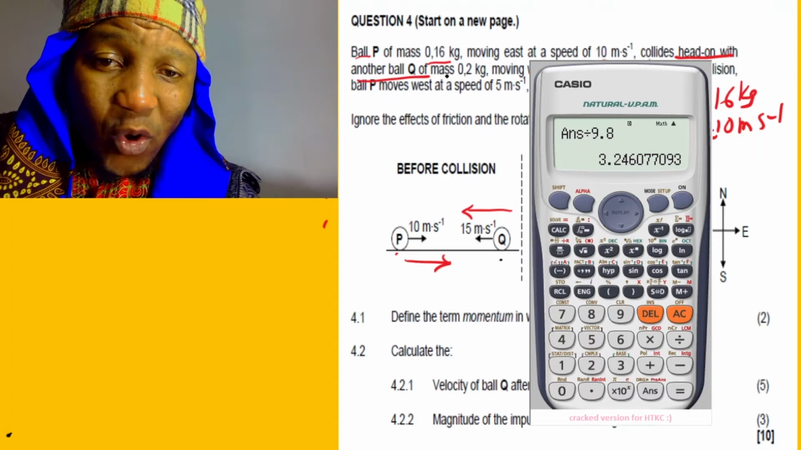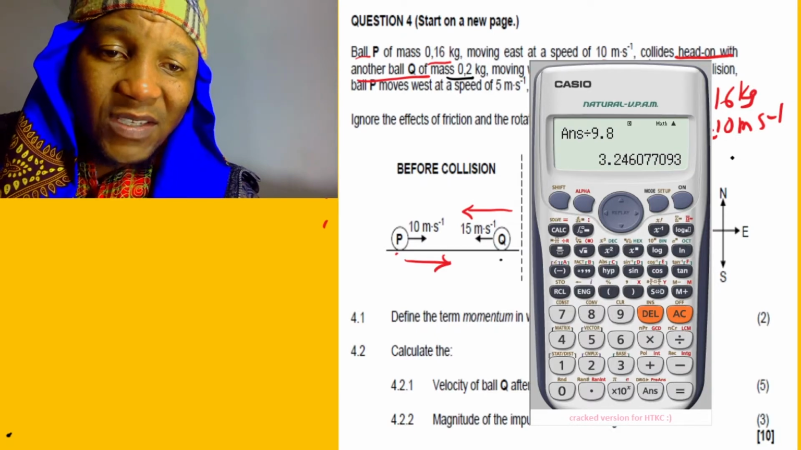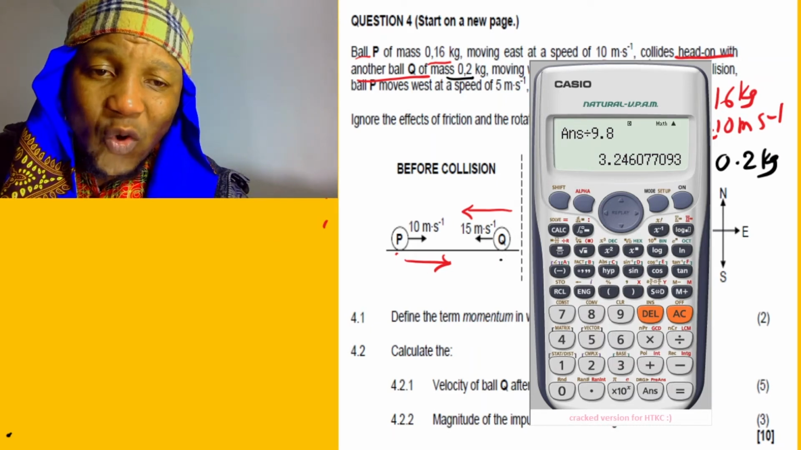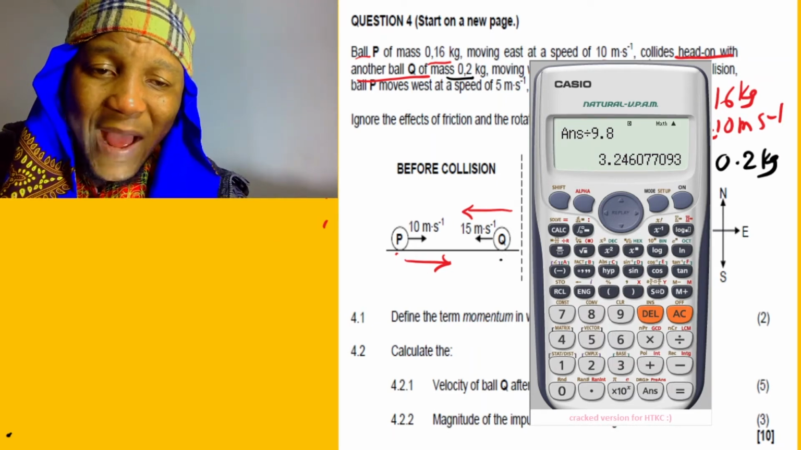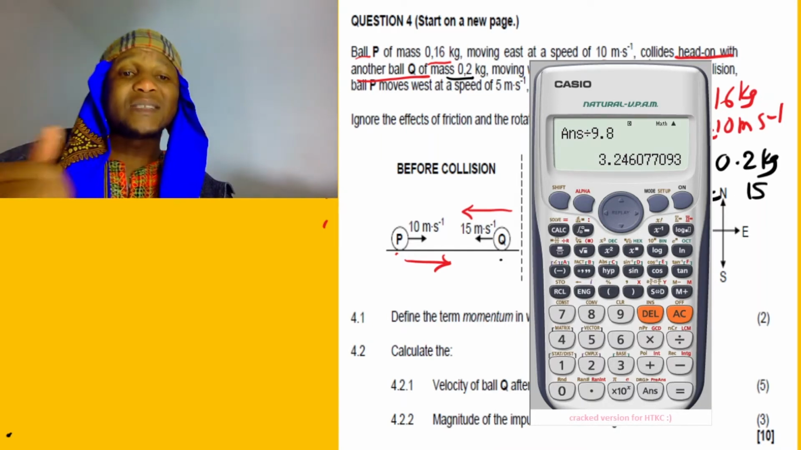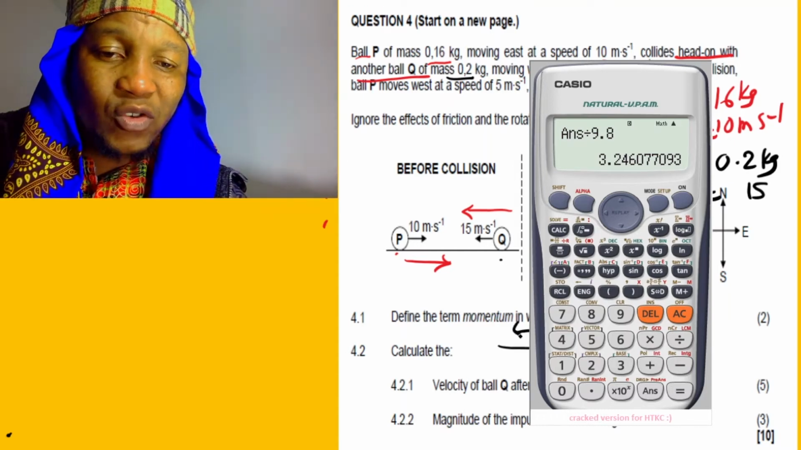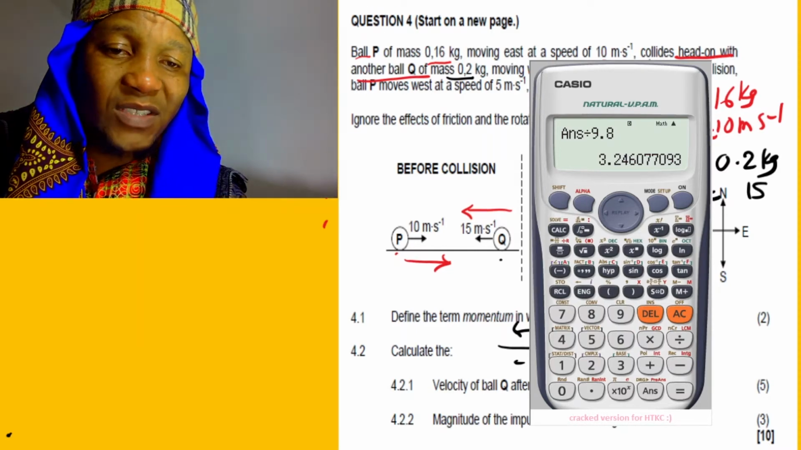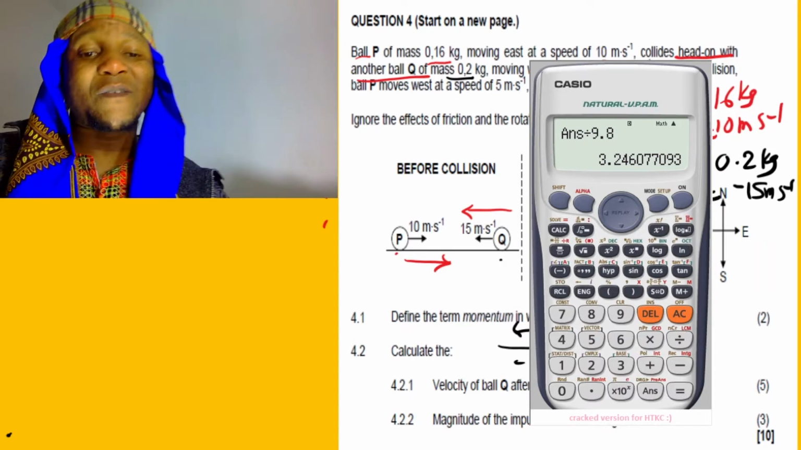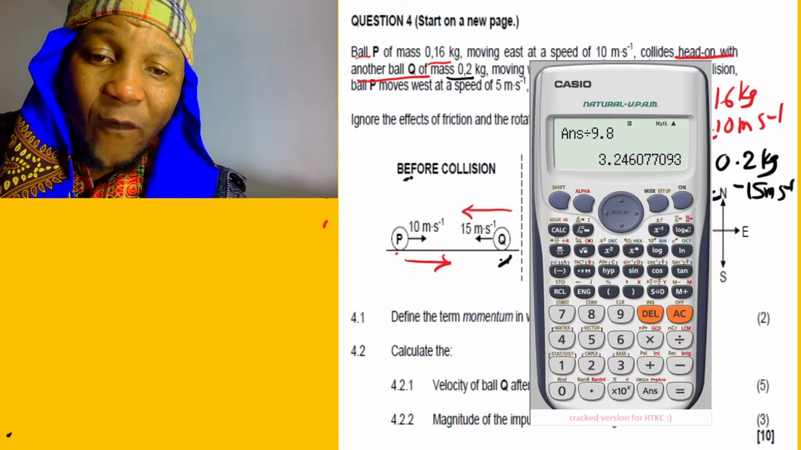So we have information for P and for Q. We know the mass of Q also. We can say the mass of Q is equal to 0.2 kilograms. And the Q moves to the west, so the initial velocity of Q is equal to 15. But since it moved to the west, you put negative. Anything going to the west means negative, but if you go to the right, it's positive. So this is negative 15 meters per second, because that's the initial velocity of ball Q, before they collide.